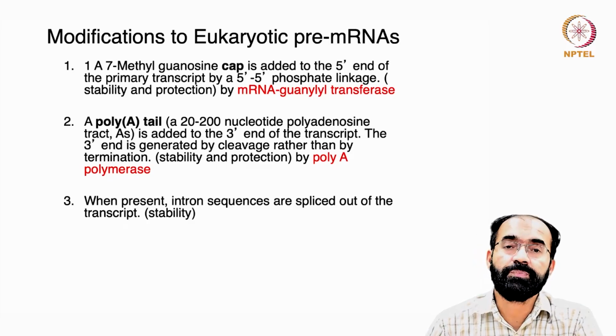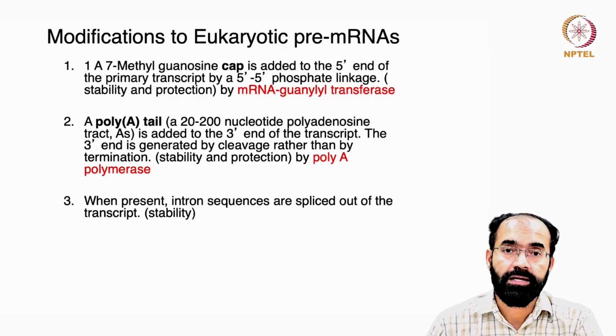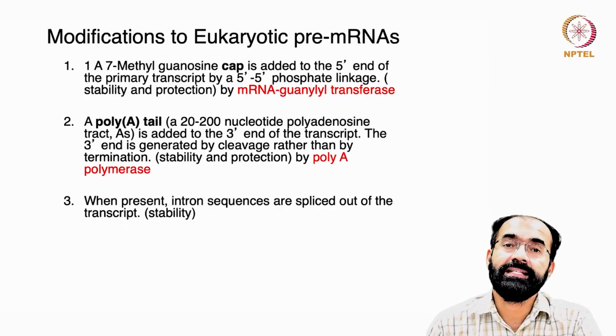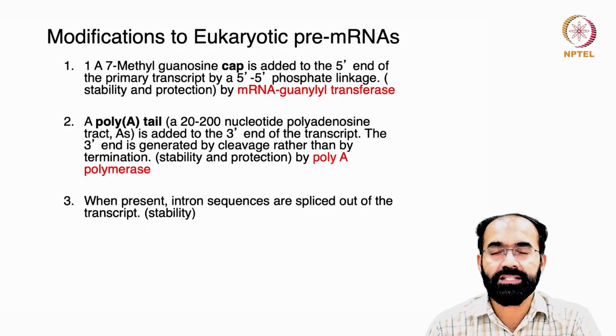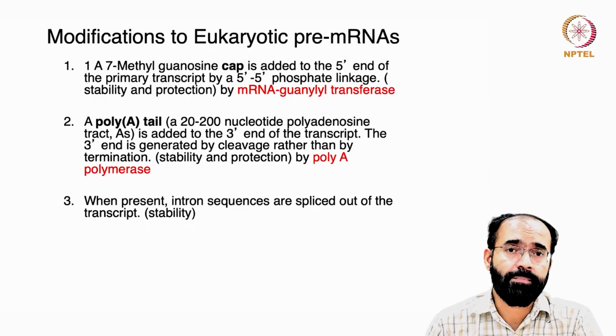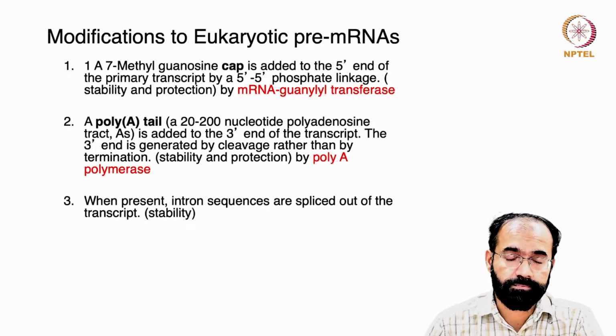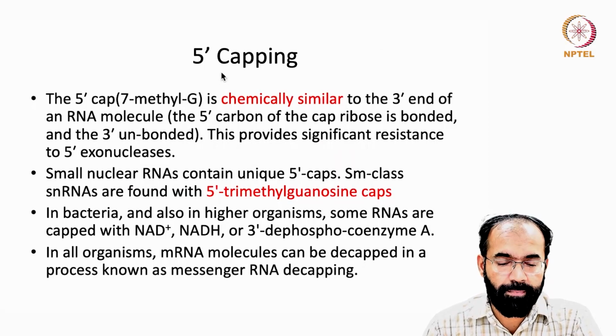If any of this process does not happen, like capping failed, or poly A tailing failed, or the splicing failed, then this RNA is marked for degradation. We will study different methods of degradation in the RNA destabilization topic. So let us see more in detail about the 5' capping.